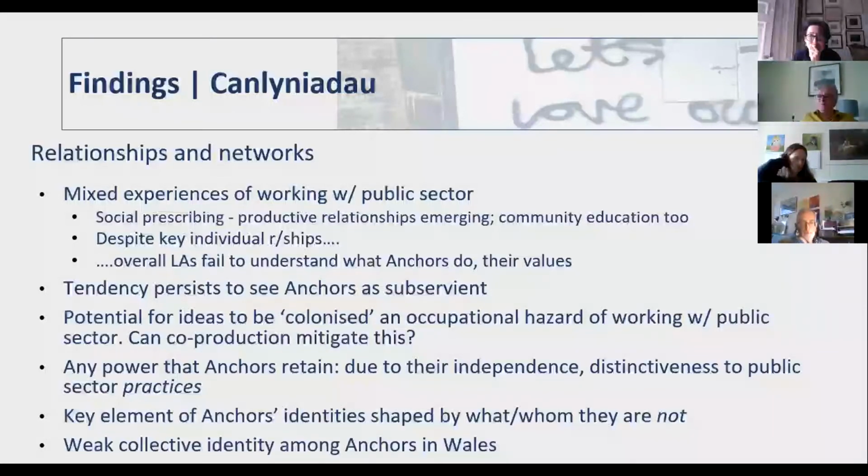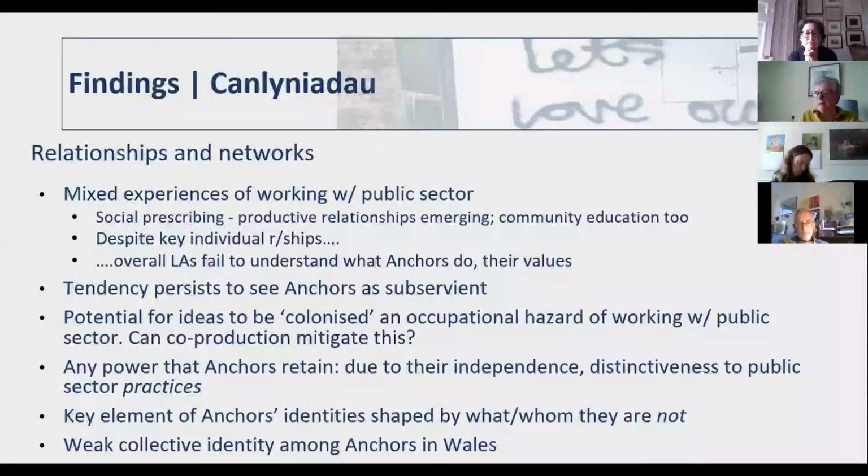Then this is a very key thing in terms of the co-production debate. The tendency still persists to treat anchors as subservient. The moment they get a grant off a public body, or the moment they are commissioned to deliver something, there's this sense that they are now a client, that they are subservient to the body that is the other side of that contractual arrangement. And that's something that does really need to be equalised and flattened out, or whatever the term is.